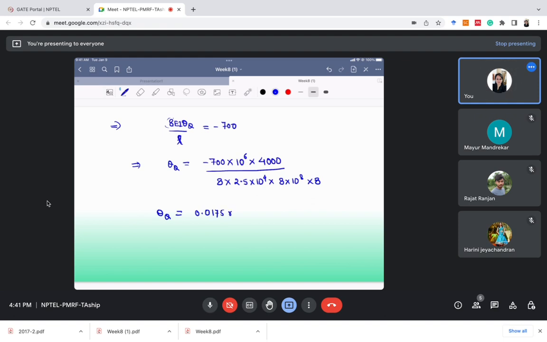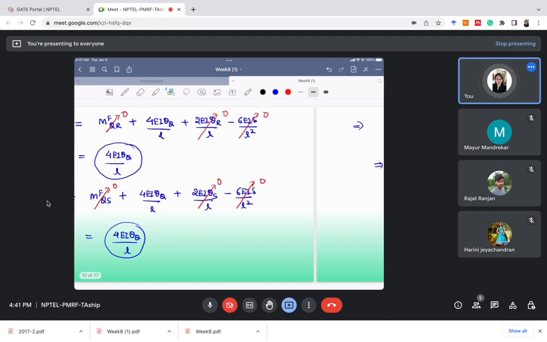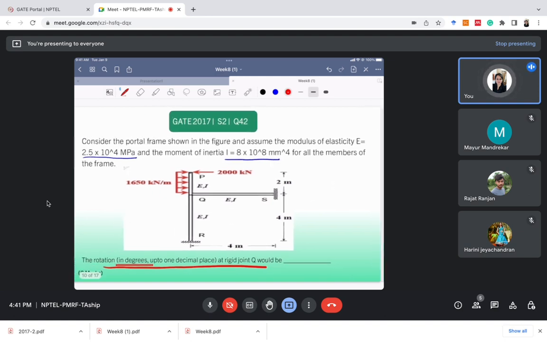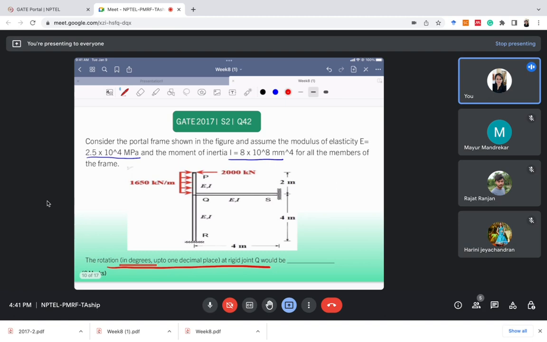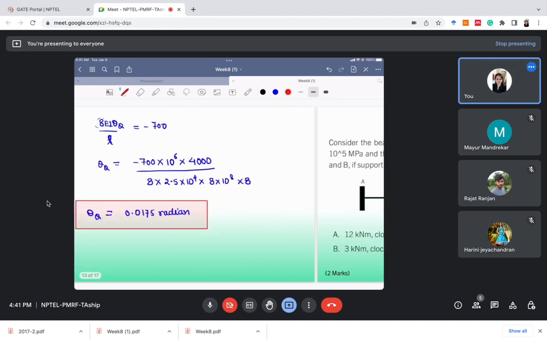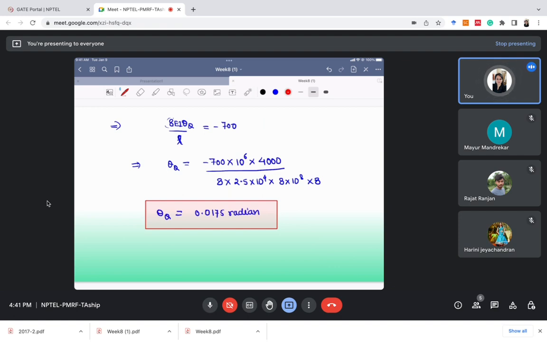0.0175 radian. Please remember that whenever you solve these equations, the value of theta comes in radian. But here they are specifically asking for rotation in degrees. You might have done every step correct, but if you write 0.0175 here, it would be wrong. So read the questions very carefully. Here theta Q is coming as 0.0175 radian, so we can convert it into degree.